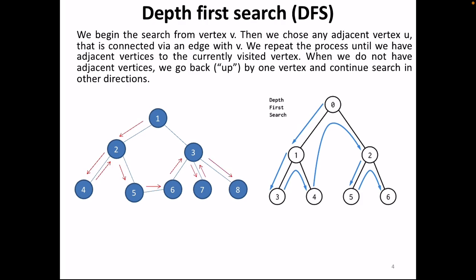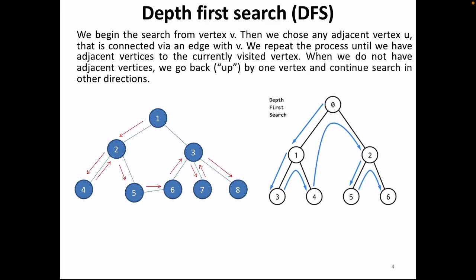Here is the representation on a bit different graph. From 0 we go to 1, from 1 we go to 3, from 3 we go back to 1, from 1 we go to 4, and now from 4 we go back to 1, to 0, and then from 0 we go to 2, then to 5, then back to 2, and then to 6.